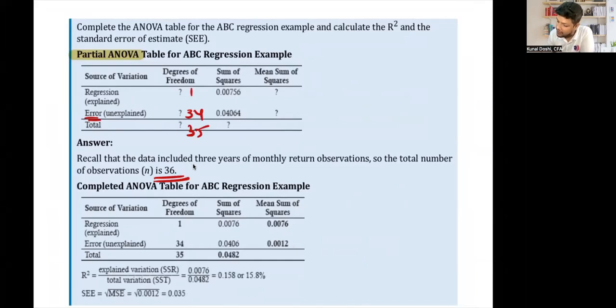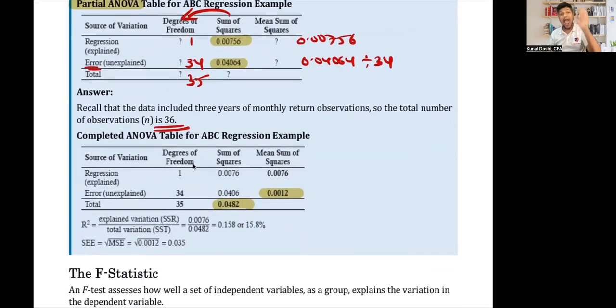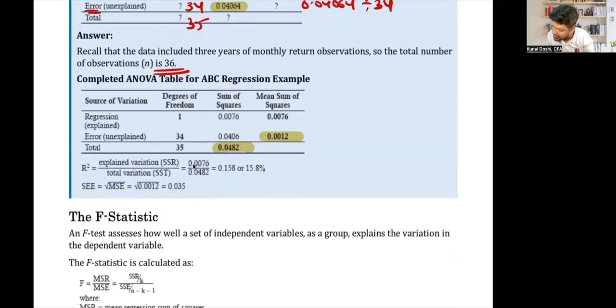The sum of squares for regression and error will be given. If you add both, you will get the total. And what is mean sum of square? This divided by this. So this will be the same, 0.00756. But in this case, it will be 0.04064 divided by 34. That will be your mean square error. And if you take the square root of it, you will get the standard error of estimate.